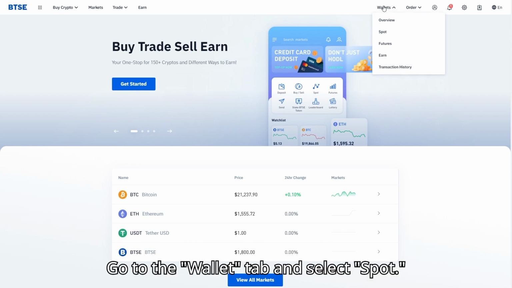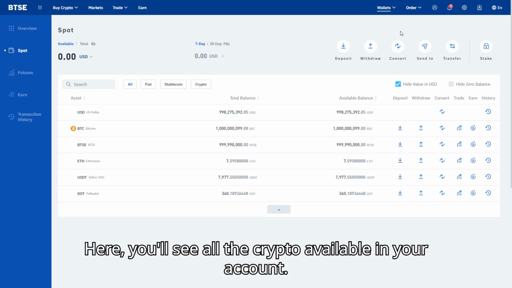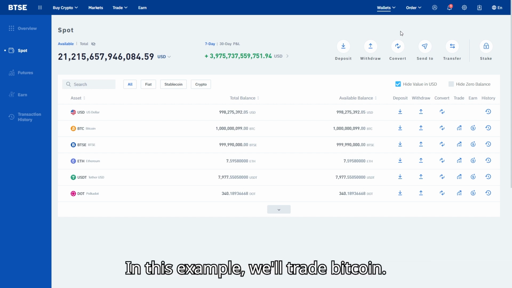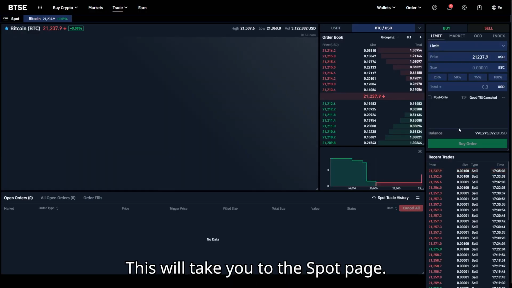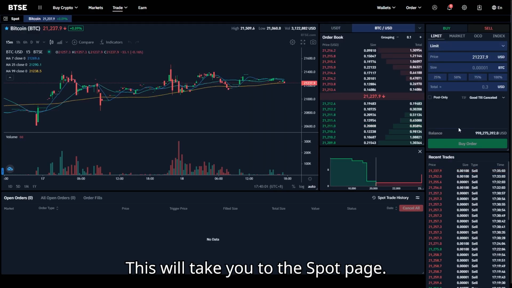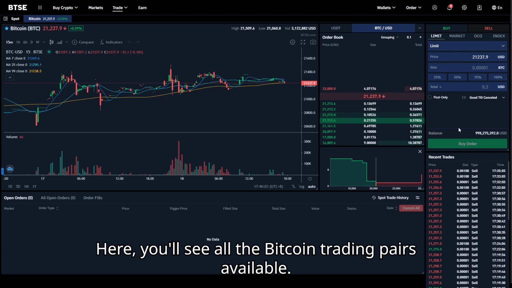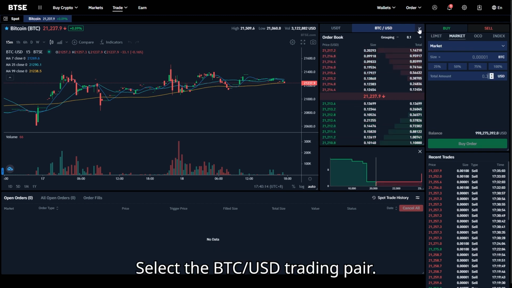Go to the eWallet tab and select Spot. Here, you'll see all the crypto available in your account. In this example, we'll trade Bitcoin. Go to Bitcoin and then Trade. This will take you to the Spot page. Here, you'll see all the Bitcoin trading pairs available. Select the BTC/USD trading pair.